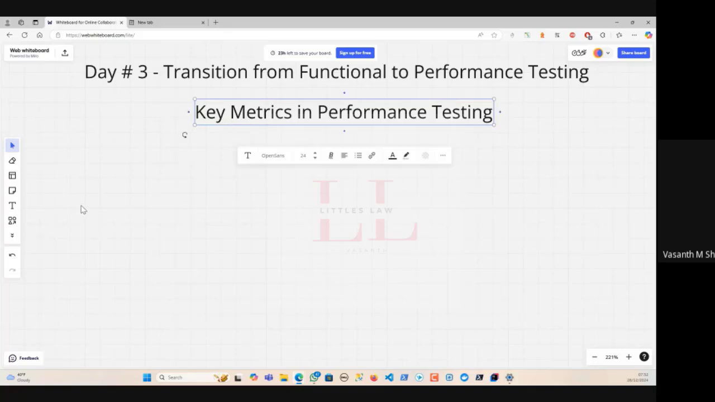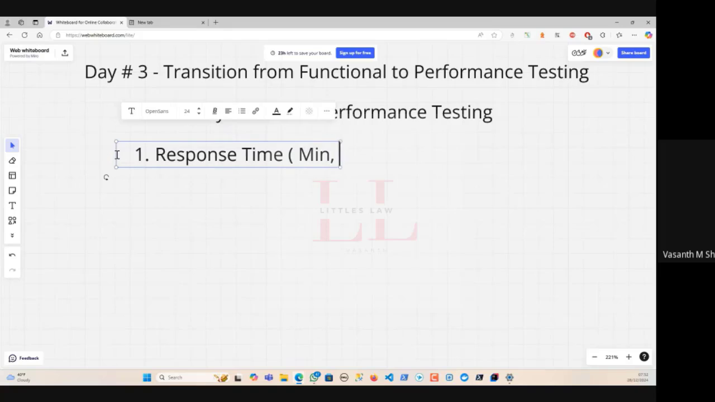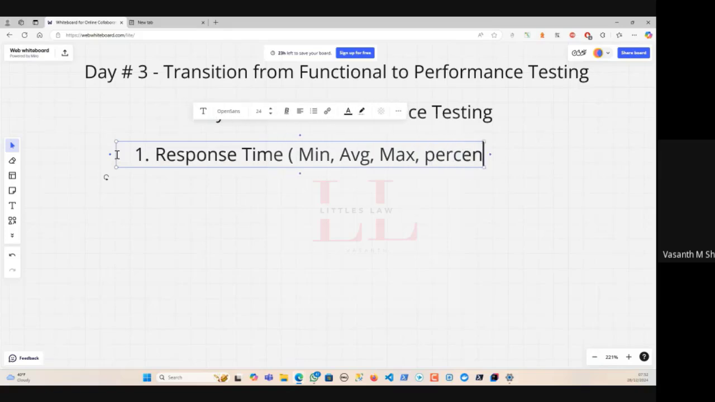So the first metric, as we all know, the very common one, is the response time. When it comes to response time, we do collect multiple response times. We collect the minimum, average, and maximum response times. We collect the percentiles as well, right? The 90th percentile, the 95th percentile. So all these come under the response time.